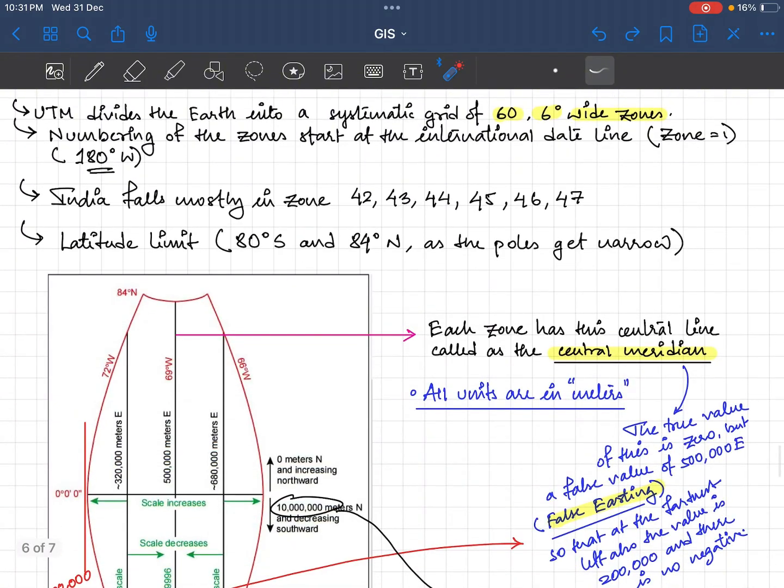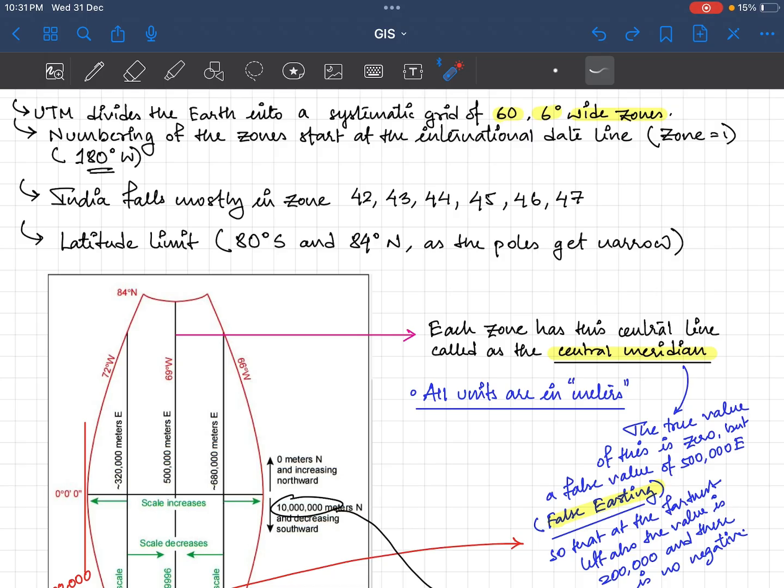This is quite clear: 60 divisions, each 6 degrees, 60 times 6 is 360 degrees. The numbering of the zones starts from the international date line. India falls mostly in zones from 42 till 47. Latitude limits are 80 degrees south and 84 degrees north, as the wedges get narrower and narrower as we move up, because they become so narrow that the math breaks down at the poles. So that is why we don't consider them.